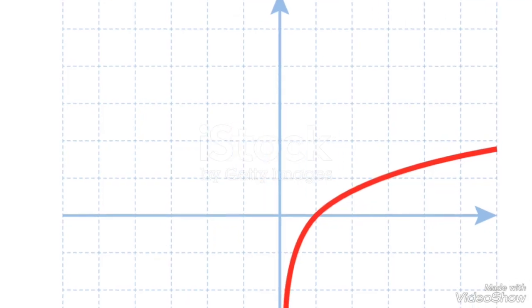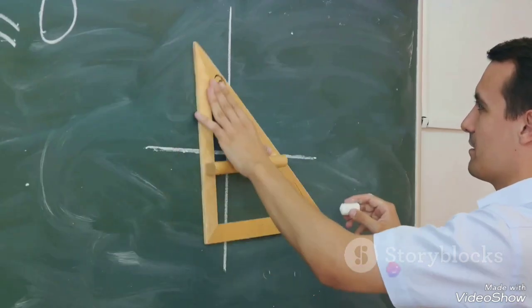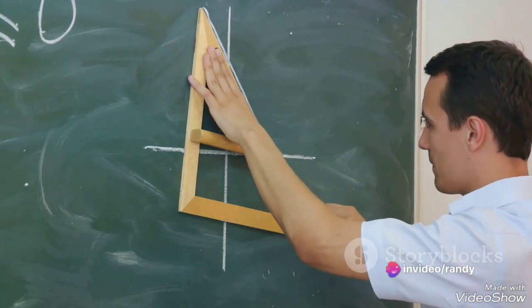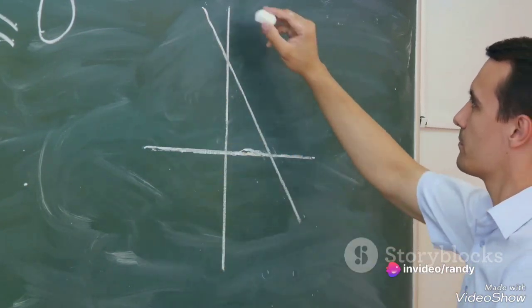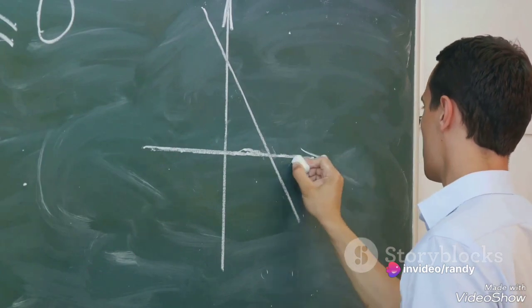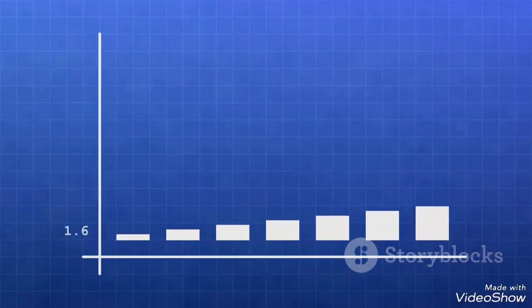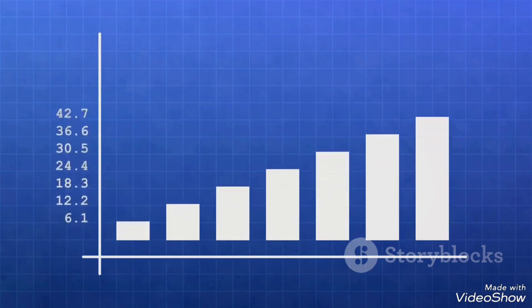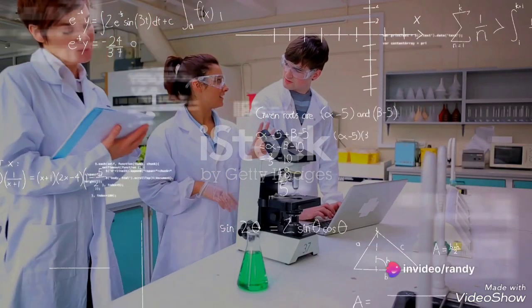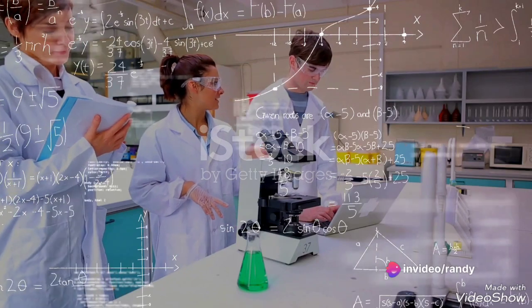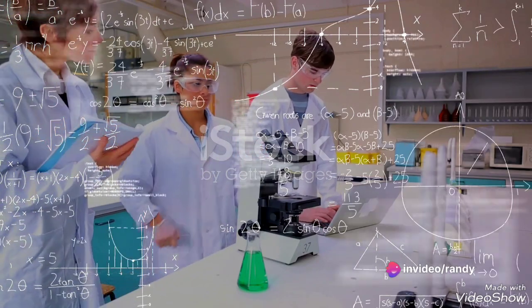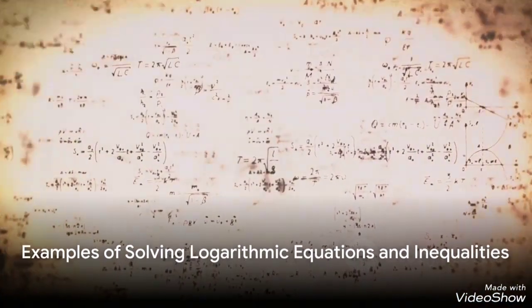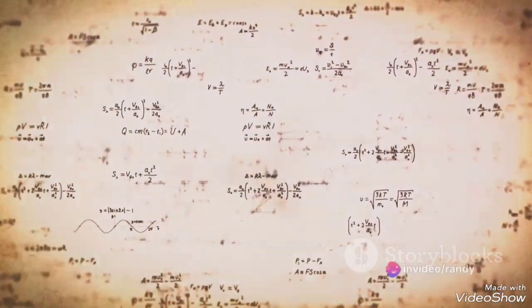Logarithmic functions also have unique curves. For instance, the curve of a logarithmic function y equals log base b of x, where b is greater than 1, approaches the y-axis but never touches it, as a vertical asymptote, and increases without limit as x increases. Logarithms have everyday applications. For instance, the Richter scale for earthquakes and the pH scale in chemistry both use logarithmic scales. To illustrate how to work with logarithmic equations and inequalities, we'll solve one simple equation and one complex inequality.